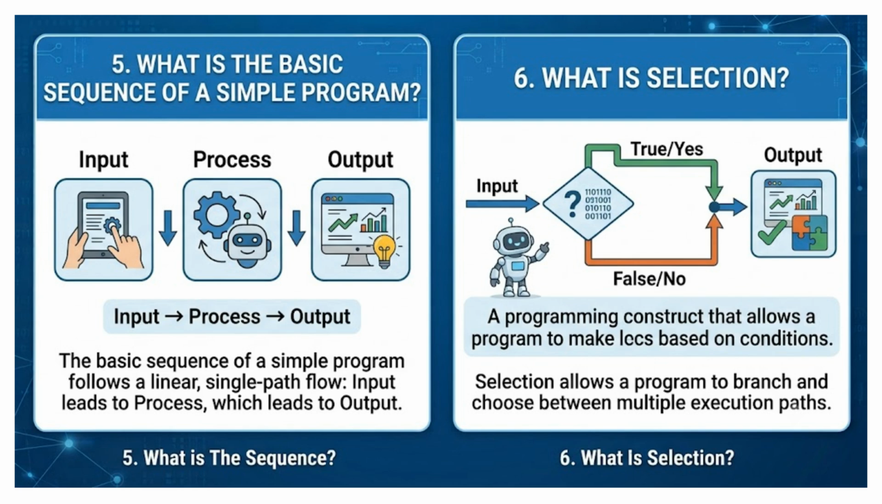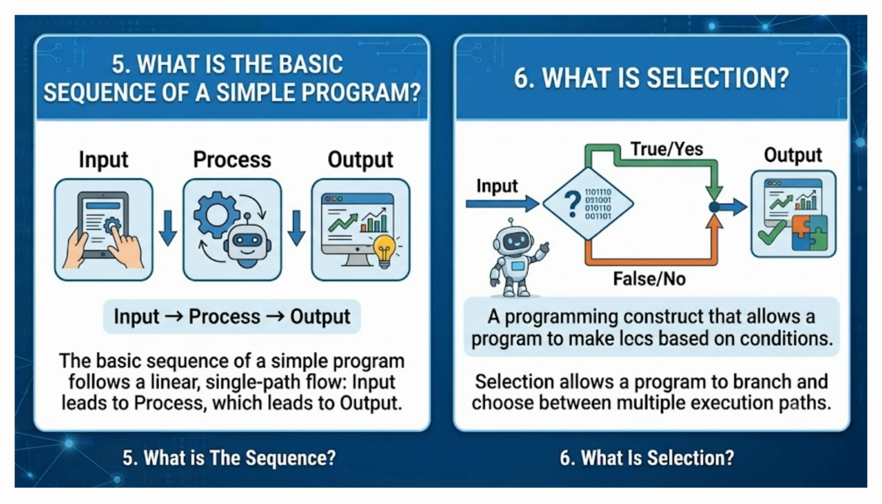The output is the result displayed to the user, such as a message, a calculation, or a chart. So the basic flow of a simple program is always input, process, output. Understanding this sequence is essential because almost every program you write follows this logical pattern.